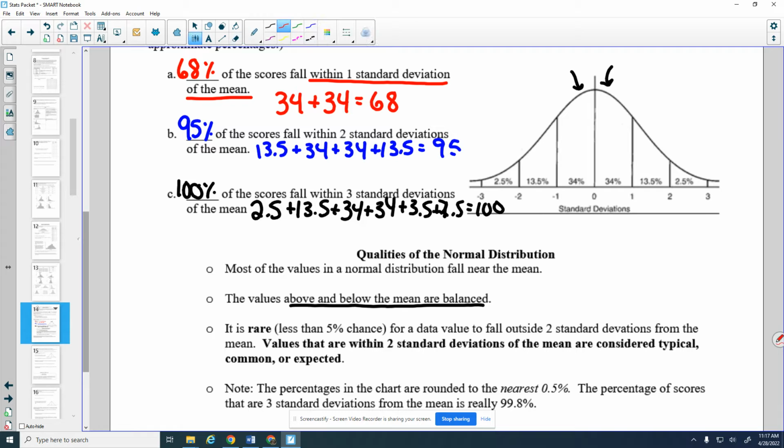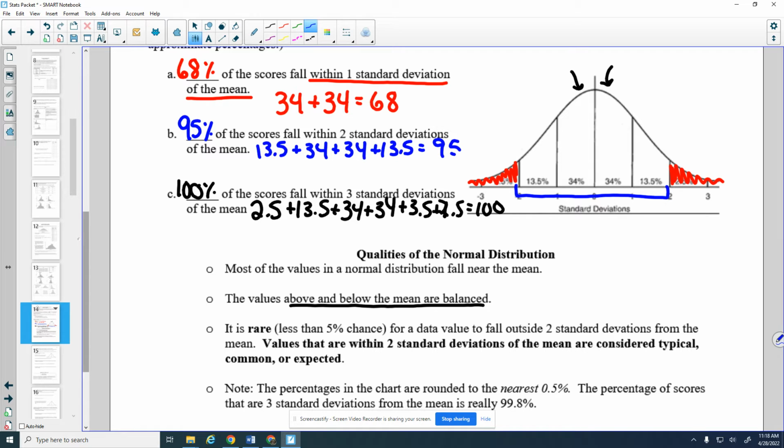So if I'm out here, that's rare. If we talk about heights, it's rare to be super tall or super short. It's more likely that people are around average height. And we say that those values in that middle, in the white section, are considered typical, common, or expected. The stuff on the outside we don't really expect.